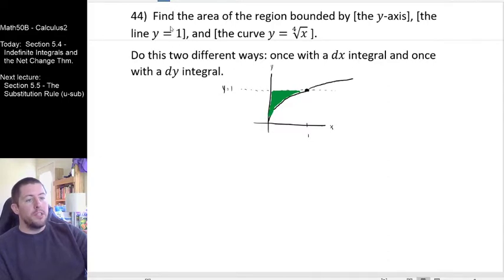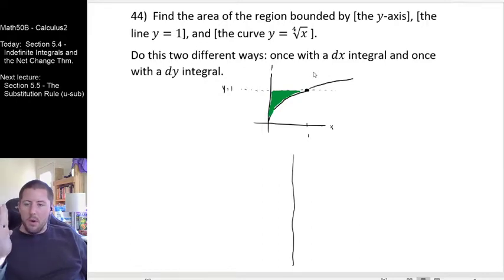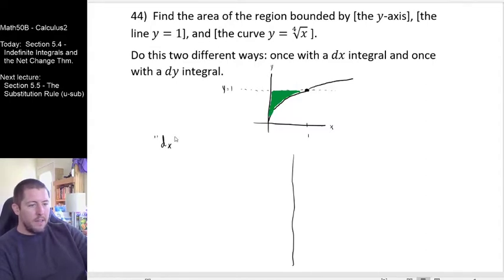So again, we want to do this two different ways. So let's go ahead and set ourselves up with two different formattings here. One thing I would like to do is do this with a dx integral. A dx integral meaning we're going to accumulate rectangles from left to right. It's the x values that we're going to see. Every single one of the x values is going to get its own Riemann stick. So our dx setting is going to be over here on the left, and our dy setting will be over here on the right.